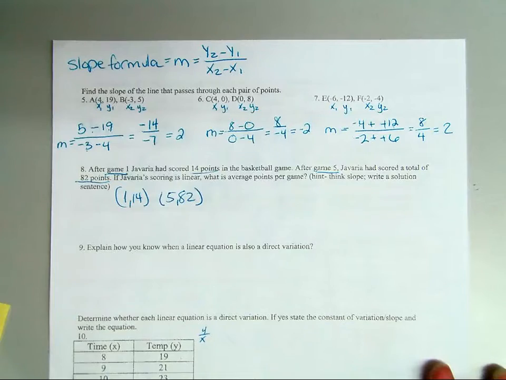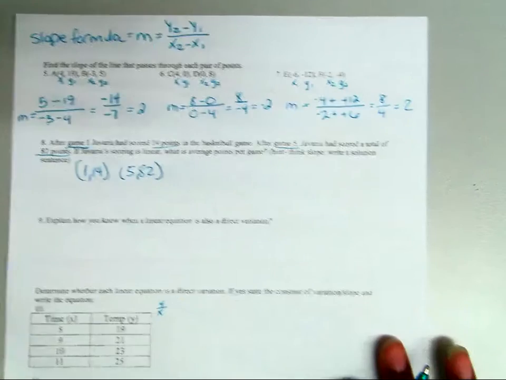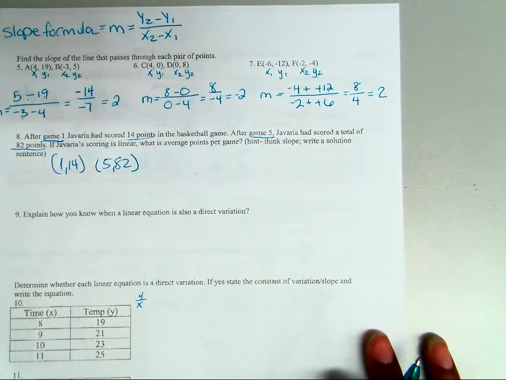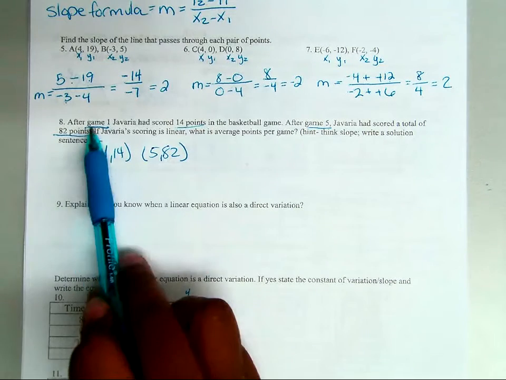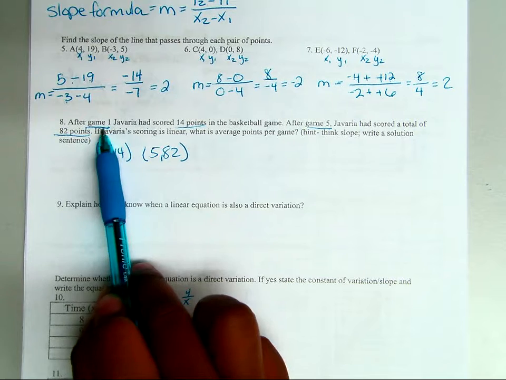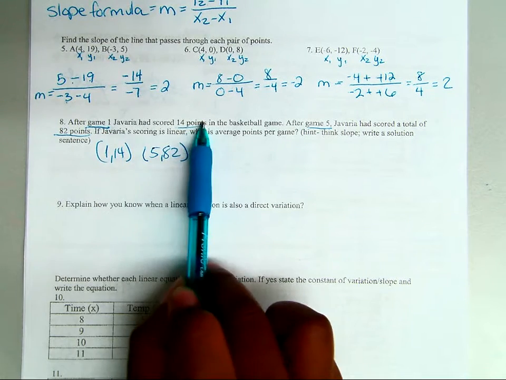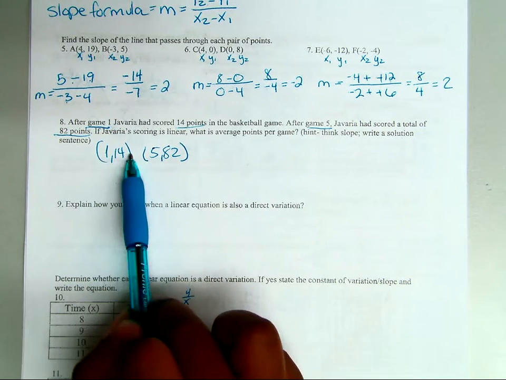Once again, I wasn't zoomed out enough. All right? I just did those 3. This one, after the game, after game 1, they told me something. After something happened, this happened. So this was dependent on this. So game 1, 14 points.